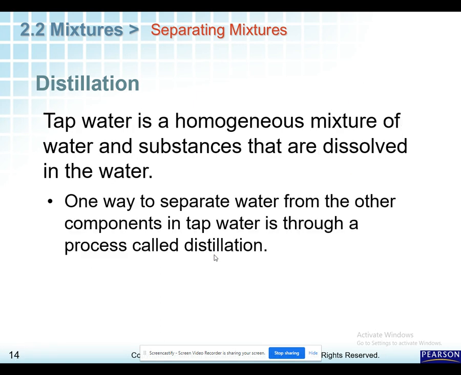So tap water is a homogeneous mixture. If you actually look at tap water, you can't see the individual parts of it. So remember, homogeneous means looks the same throughout, because these substances are dissolved in water. So one way to separate water from the components in tap water, like those ions and things, is through distillation.